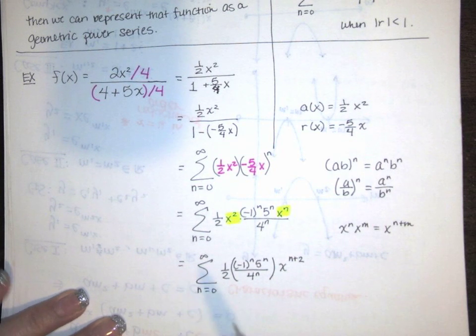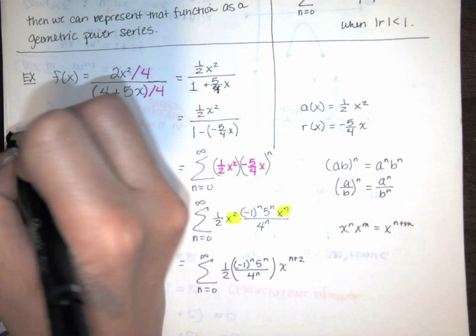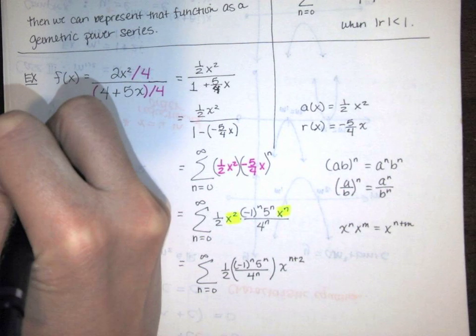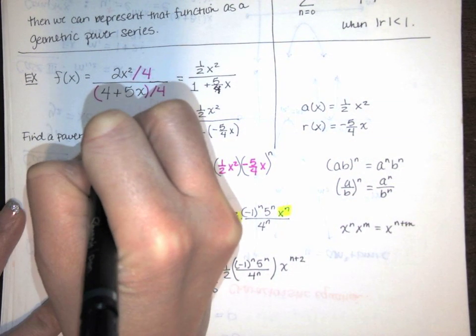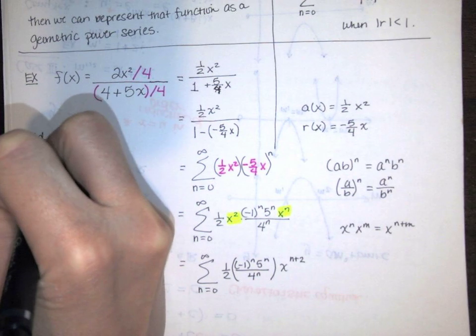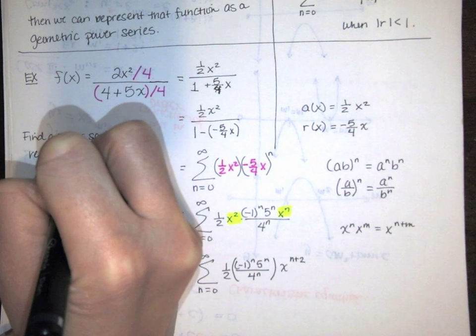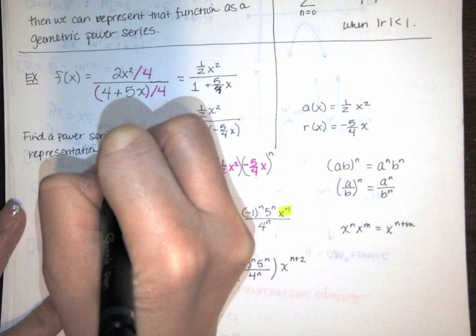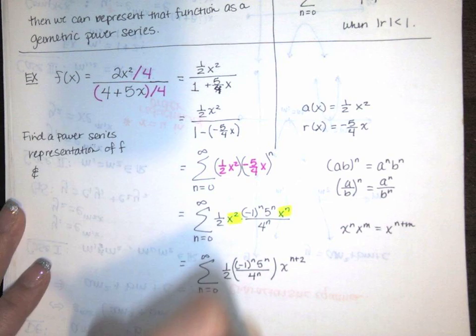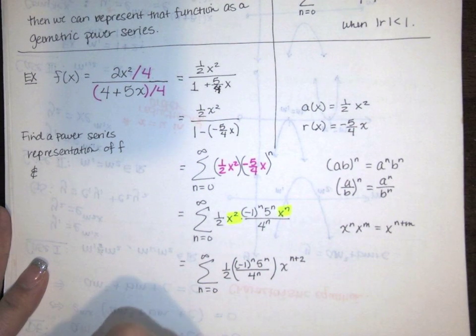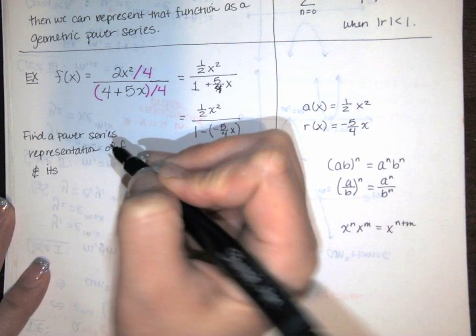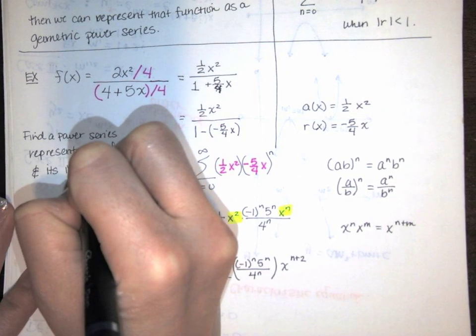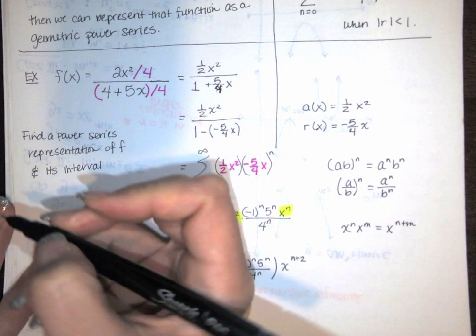Okay, so let's say the question said, find a power series representation of f, and of course, anytime you do that, you also want to find the interval of convergence. And while we're at it, let's get the radius of convergence as well.